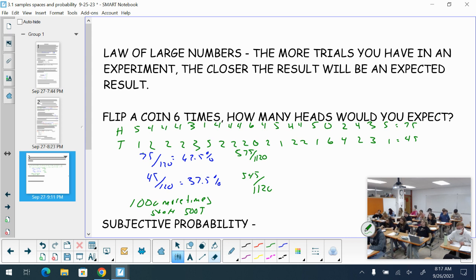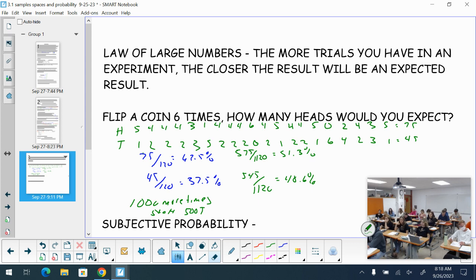Now find your percentage. What is 575 divided by 1120? And 545 divided by 1120? What do we get now? Shout it out. 51.3 and 48.6. We were at 62 and 37. Now we're at 51 and 48.